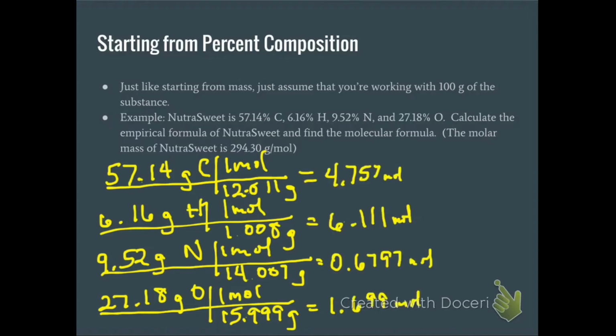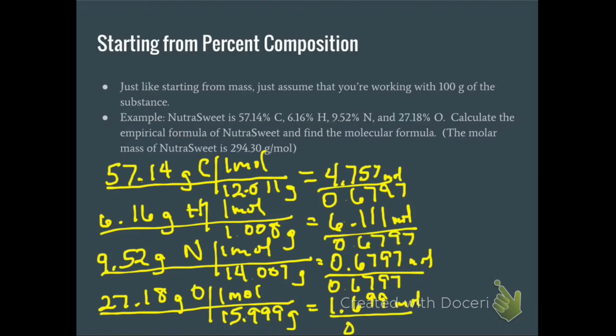And just like in the last problem in the last video, once we've got everything into moles, what we need is our ratio compared to our lowest number of moles, which is clearly in this case nitrogen since it's less than 1. So we're going to divide everything by the number of moles of nitrogen we have, which is going to be 0.6797. Figure out what our ratios are.